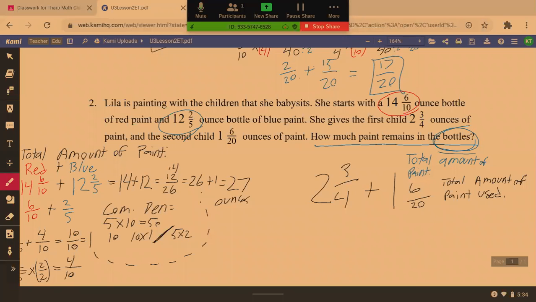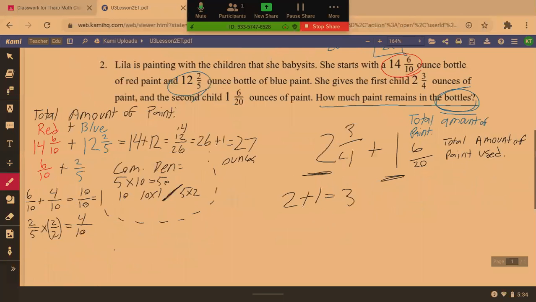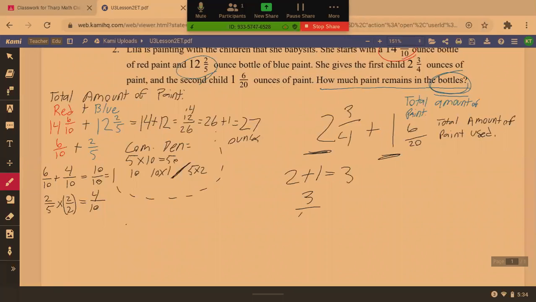So I'm going to add these two, and then we can figure out how much total paint was used, then subtract that from the total amount of paint, which is 27 ounces. So you know we're going to add 2 plus 1 was 3. So now I'm going to add 3/4 plus 6 over 20.